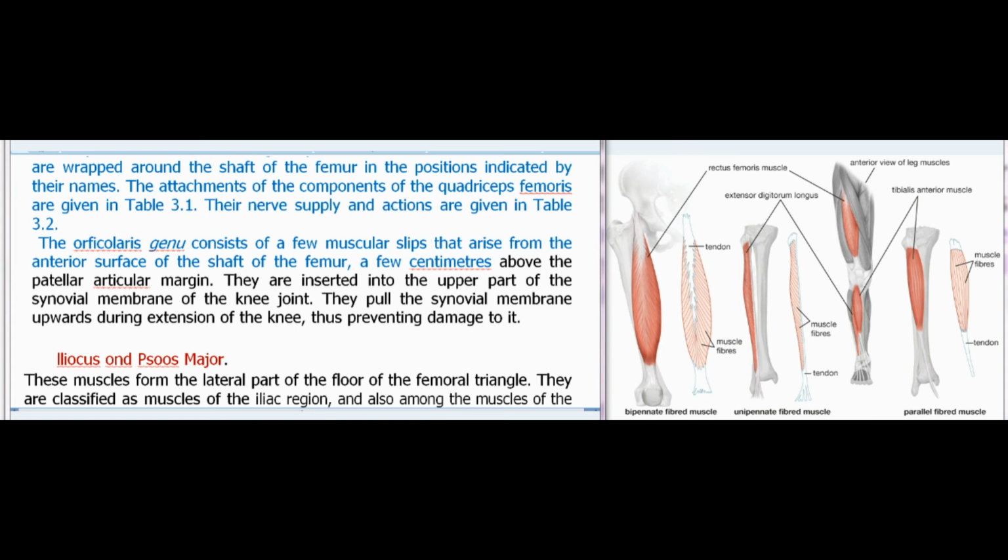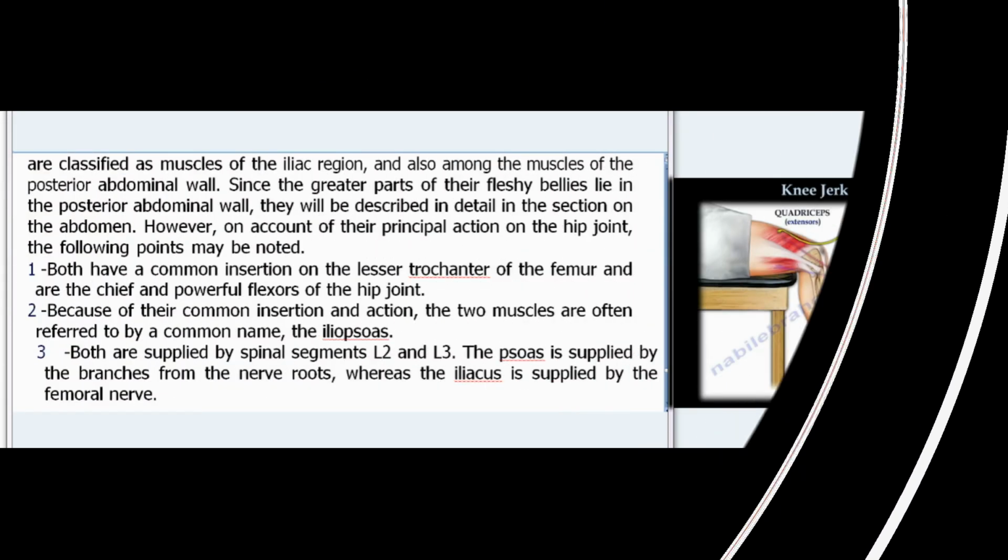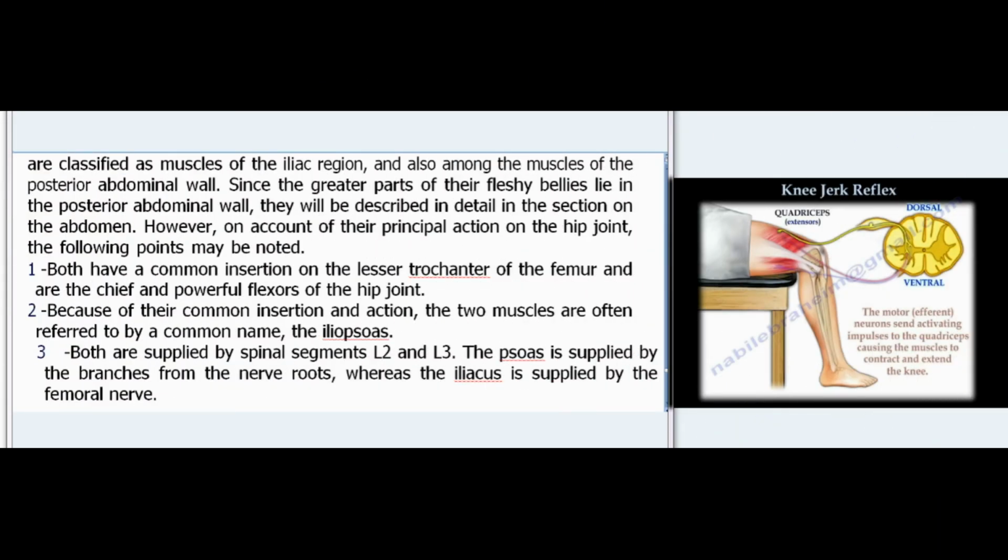Iliacus and psoas major. These muscles form the lateral part of the floor of the femoral triangle. They are classified as muscles of the iliac region, and also among the muscles of the posterior abdominal wall. Since the greater parts of their fleshy bellies lie in the posterior abdominal wall, they will be described in detail in the section on the abdomen. However, on account of their principal action on the hip joint, the following points may be noted. 1.